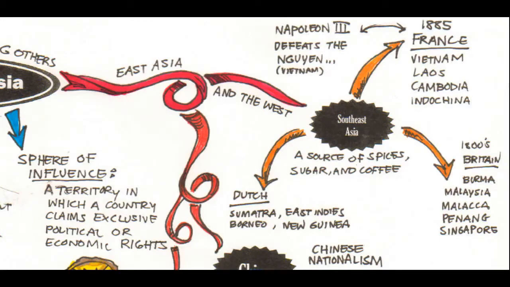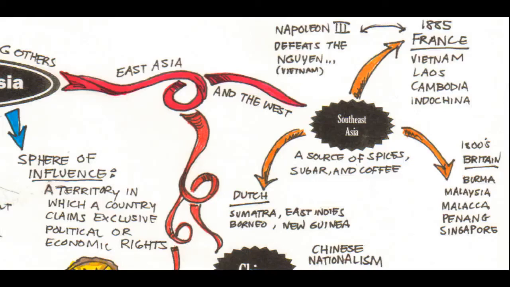First, we have France. Napoleon III comes in and defeats the Nguyen in Vietnam. And in 1885, France has control of Vietnam, Laos, Cambodia, and Indochina. In the 1800s, Britain has control of Burma, Malaysia, Malacca, Penang, and Singapore. And the Dutch have control of Sumatra, the East Indies, Borneo, and New Guinea.